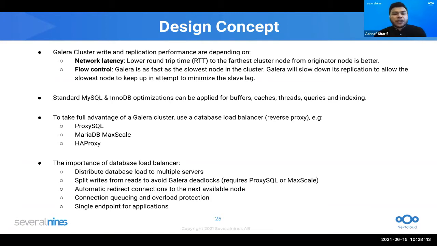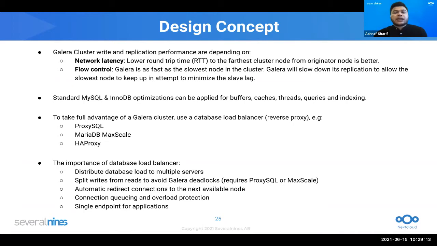Therefore, you should have uniform hardware specs for all nodes to not let the other nodes slow down the replication performance. And then slave threads: if you have more slave threads, more parallelism can happen when applying the certified WriteSet. And the standard MariaDB and InnoDB configuration and tuning also apply here, for buffers, caches, thread queries, and indexing.